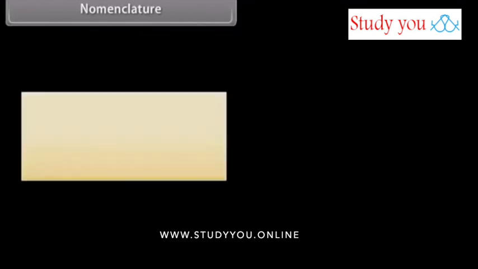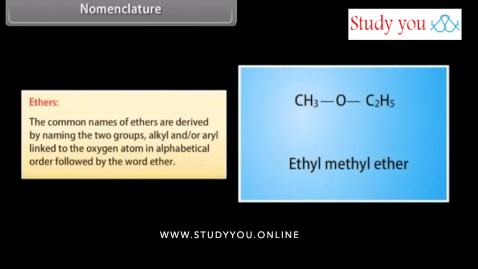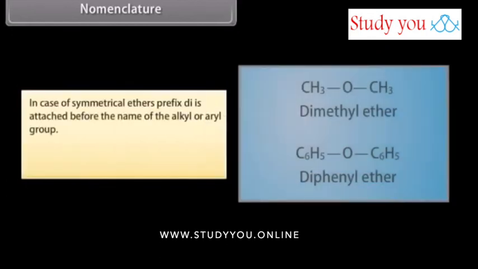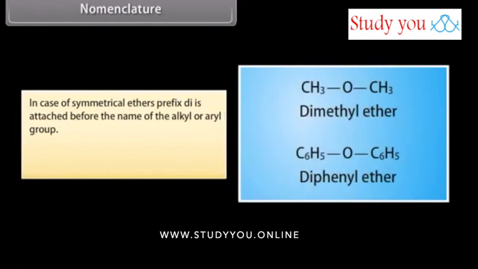Nomenclature. Ethers. The common names of ethers are derived by naming the two groups, alkyl and or aryl, linked to the oxygen atom in alphabetical order followed by the word ether. In case of symmetrical ethers, prefix di is attached before the name of the alkyl or aryl group.